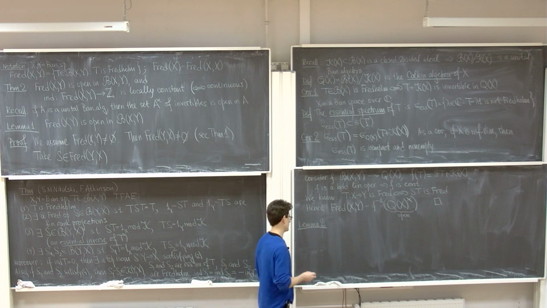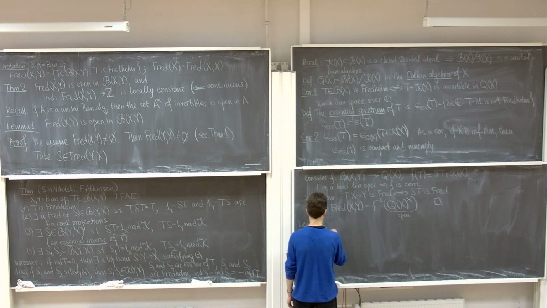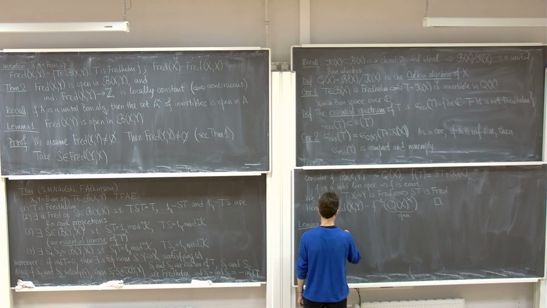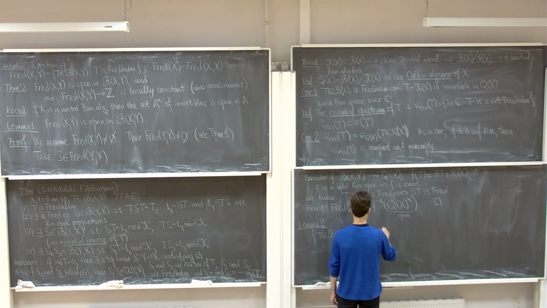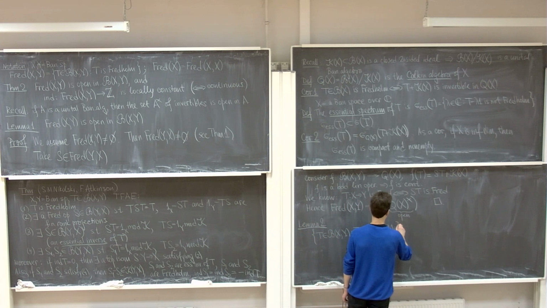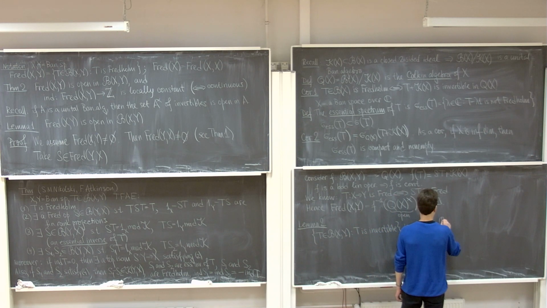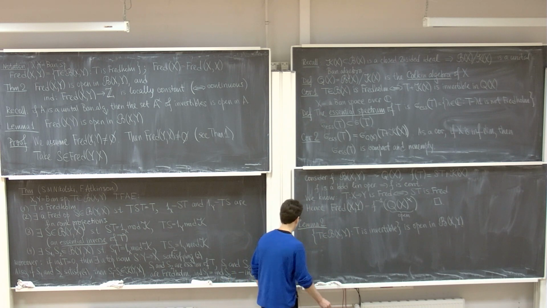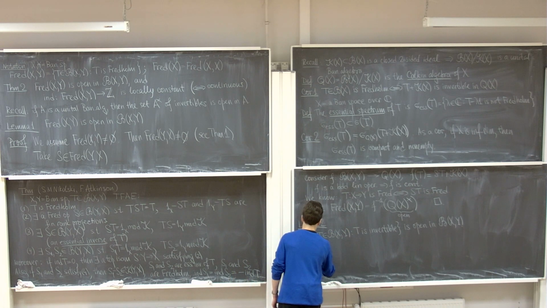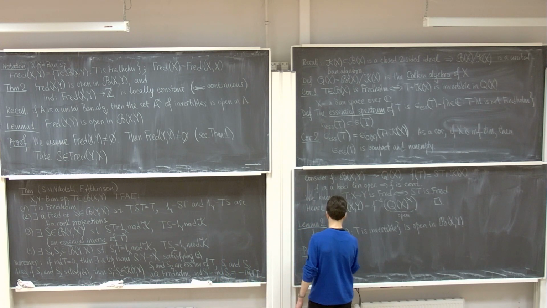I claim that the set of all invertible operators from X to Y is also open. It's open in B of X, Y. The proof is very similar to the proof of lemma 1, so I'll leave it as an exercise for you.